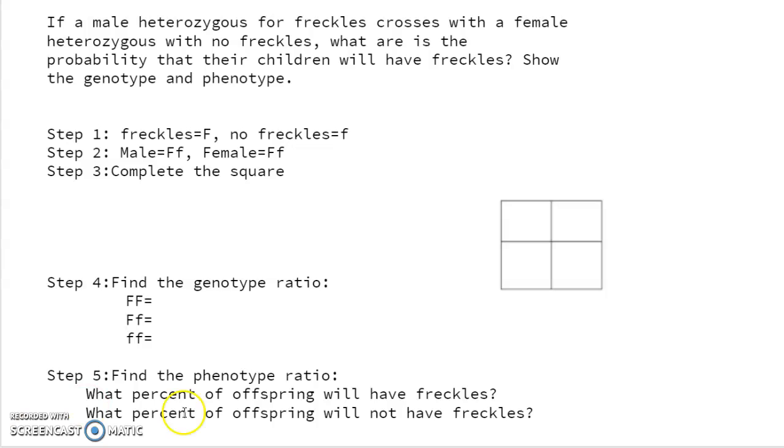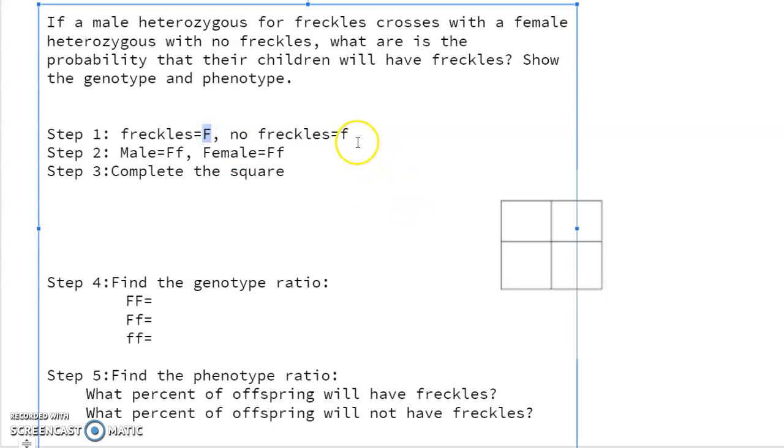All right, now we're going to put this in our chart. So first of all, step one is just choosing. I'm going to use big F for freckles, little f for no freckles. And in this example, the male is heterozygous, so I chose big F, little f. Remember, heterozygous means one of each. And it also says the female is heterozygous. So we have a big F and a little f, also for the female.